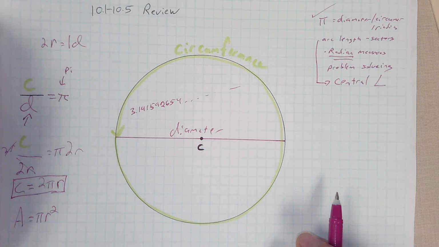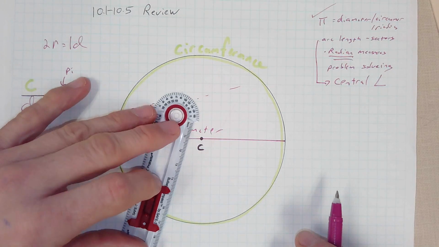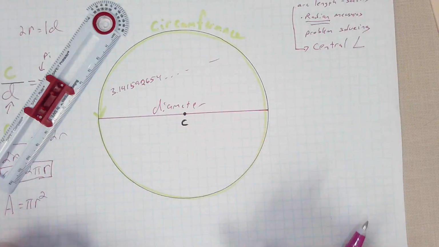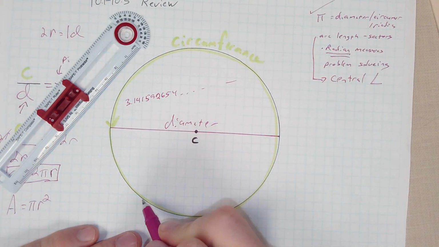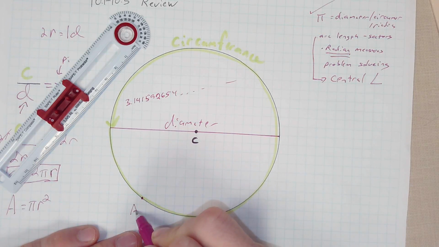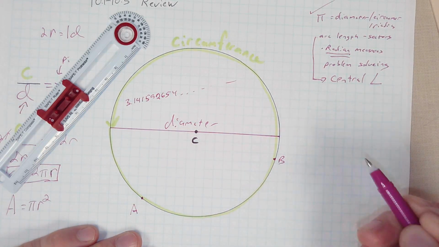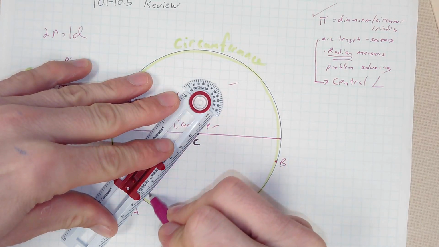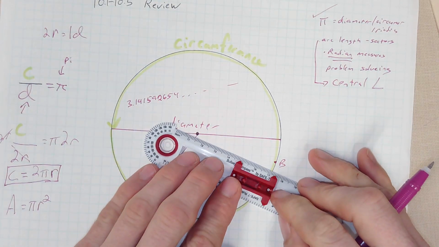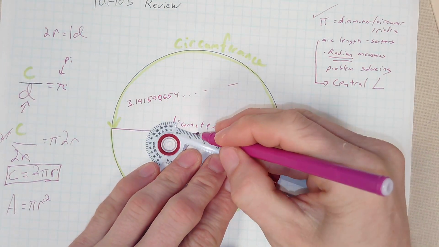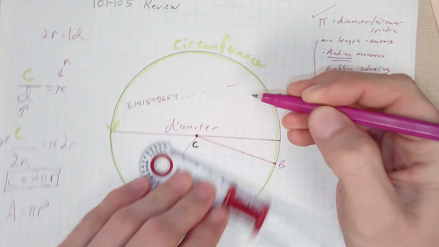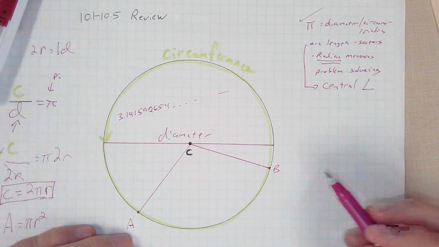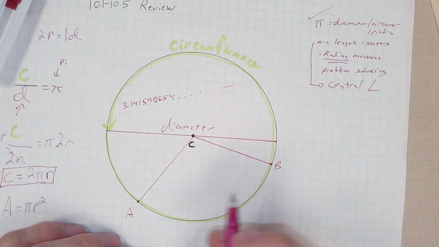A central angle is named by naming 2 or more points on the circumference of this circle. We'll call this one A, and then we'll call this one B. Let's go ahead and connect a couple of radii to A and C, and then B and C. These are radii because they're just from the center to the circumference. And then let's say that we identify this angle.